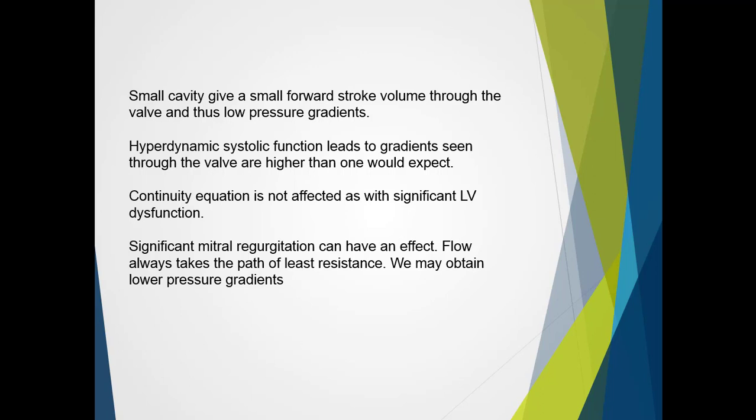We must also consider the effect of significant mitral regurgitation and how that can play on aortic gradients. Flow will always take the path of least resistance. Since flow will readily move from the left ventricle into the left atrium with its relatively lower pressure, less blood is then driven forward through the aortic valve, and thus we obtain lower pressure gradients.